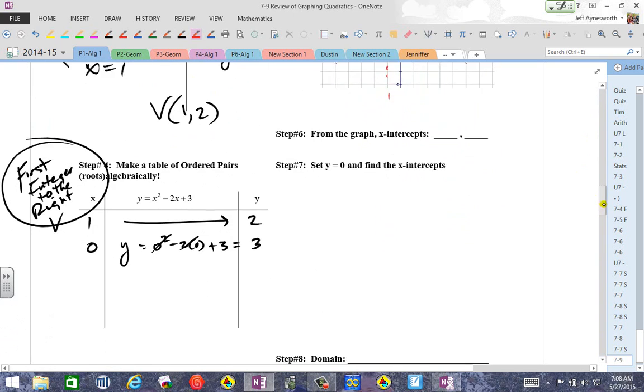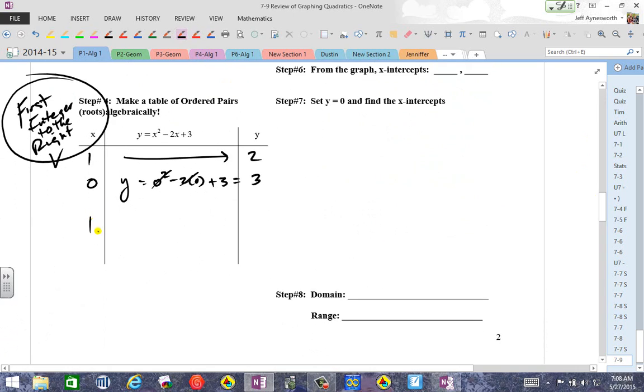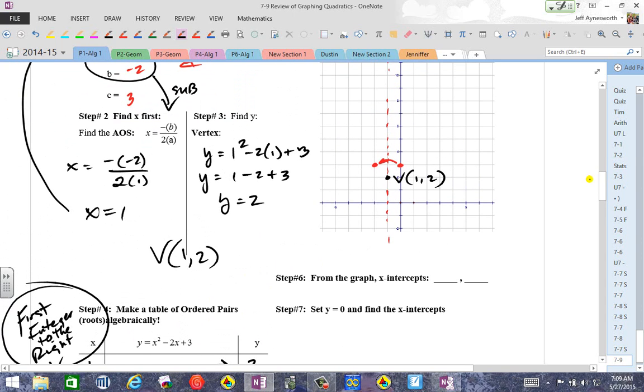So let's pick another value, like 1. Y equals 1 squared minus 2 times 1 plus 3. Y equals 1 minus 2 plus 3. Y equals negative 1 plus 3 is 2. So y equals 2. So 1 comma 2. Oh, I didn't do that right. What happened here?